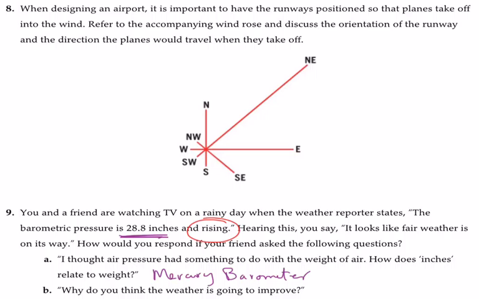And then he goes on to say, I thought air pressure had something to do with the weight of the air. What's up with the 28.8 inches? My little hint was a mercury barometer. Remember? Basically, the greater the pressure, the farther the mercury goes up in the barometer. And when the pressure is less, the mercury falls down. Okay? So those were those.